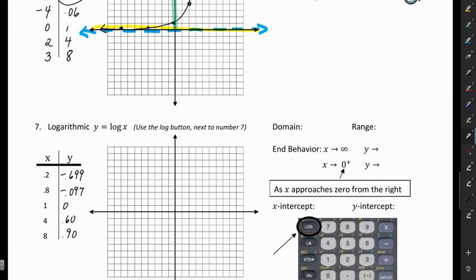Okay, and we're going to go ahead and plot all those points. And that's what that graph should look like, right? So just be really careful. This can be a tricky graph to do.